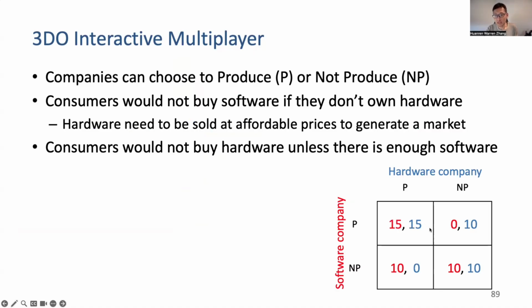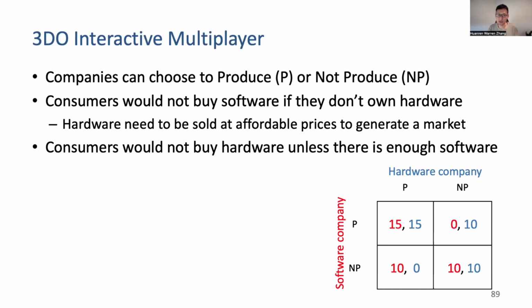So one issue here is that the consumers would not buy software if they don't own hardware. And hardware needs to be sold at an affordable price to generate a market, right? And also consumers will not buy hardware unless there is enough software, right? So just like, at the start, the iPhone was popular compared to, like, Siemens phones produced by Nokia, because it not only produced the corresponding hardware, but also came with the corresponding apps that you can use, right? Without the apps, this hardware is just useless, right?